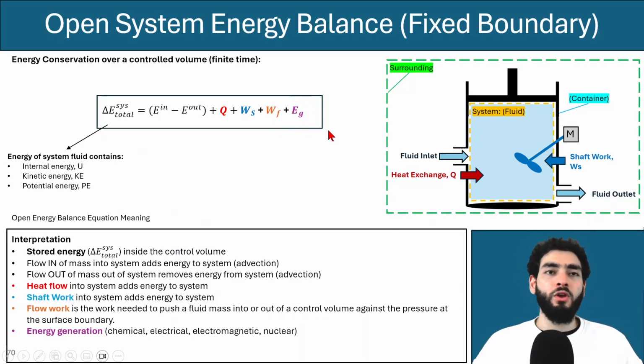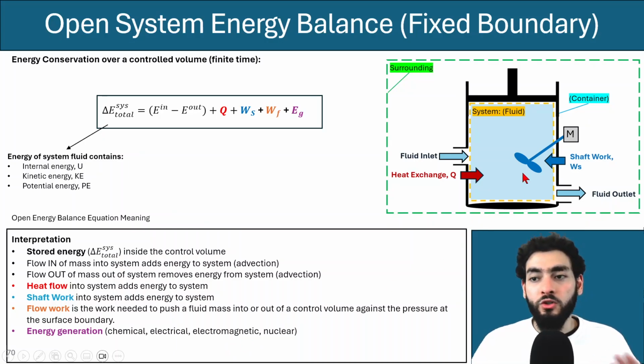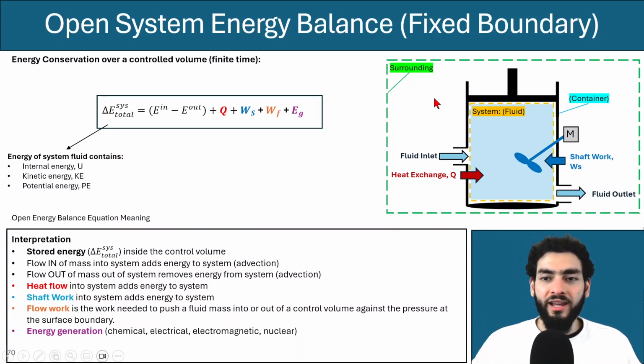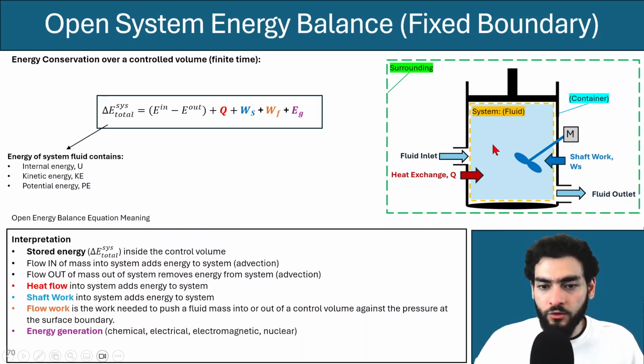That could be a chemical reaction happening inside here, any electrical heat generation, any electrical energy generation, any electromagnetic or nuclear generation of energy; you'd account for that in this energy generation term. Now, flow work, you might be wondering where that came from, and you can't really see it over here.